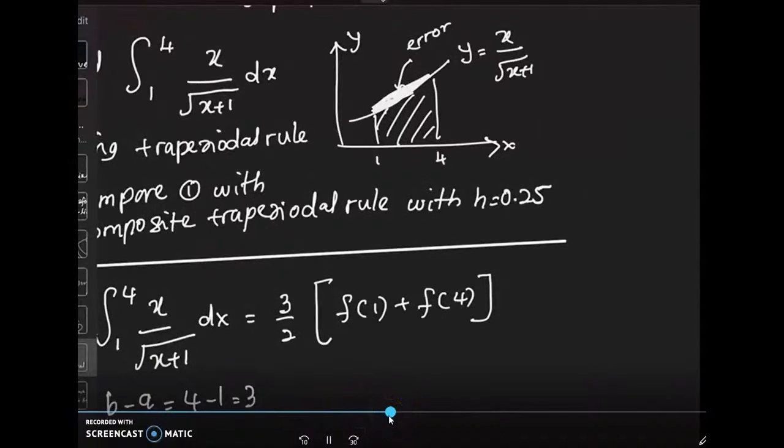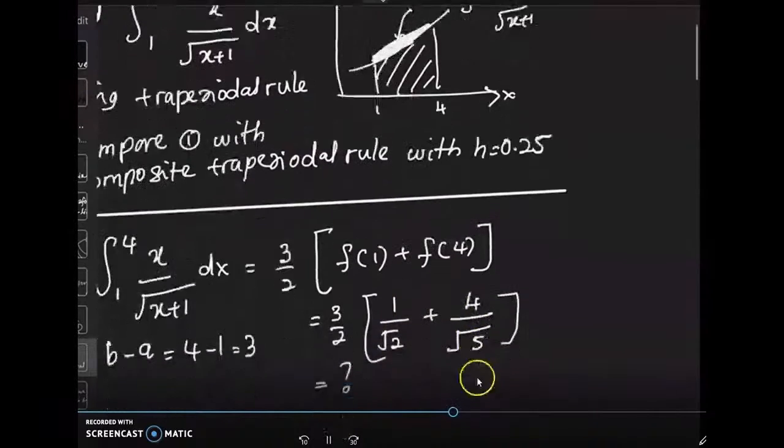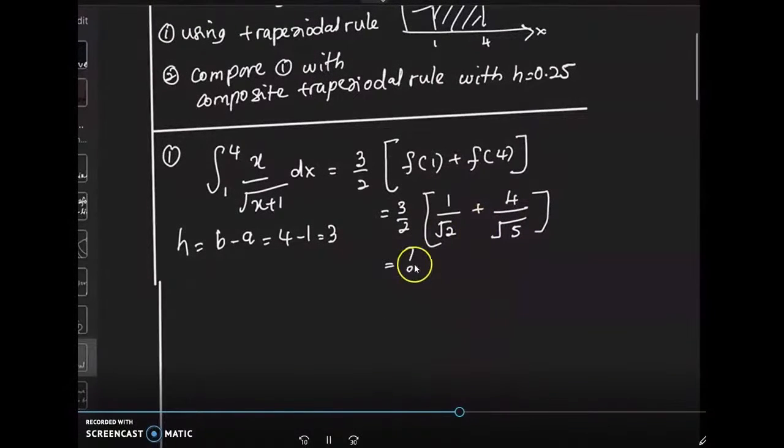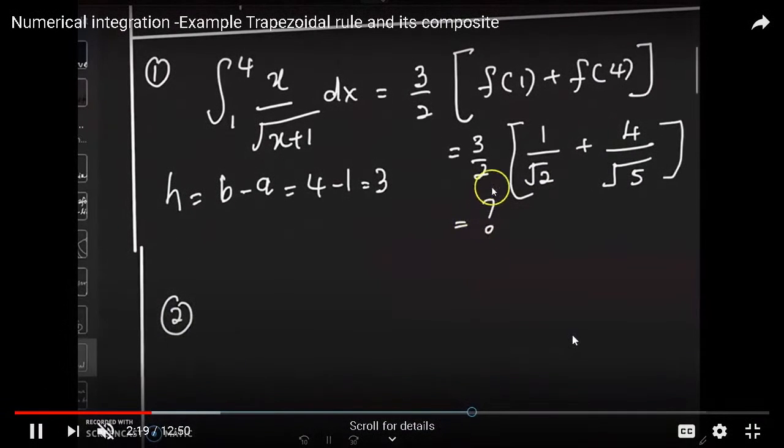We know the formula for the basic trapezoidal rule: h is b minus a, 4 minus 1 equals 3, divided by 2, times fa plus fb, because the trapezoidal rule is the area of a trapezium. So 3 over 2, times 1 over 2 plus 4 over 5. The area here includes the error between a and b. Use your calculator and you get the answer.